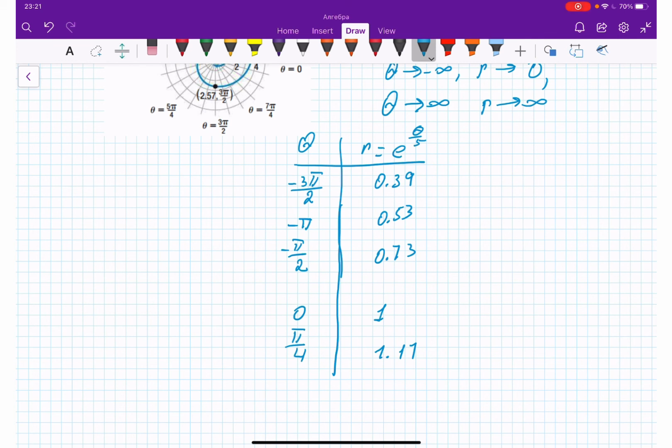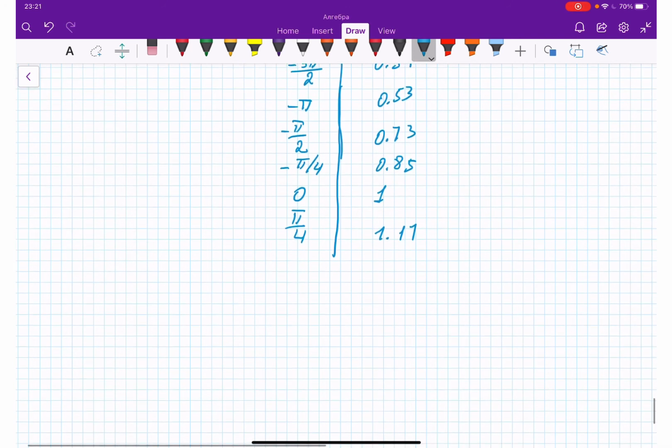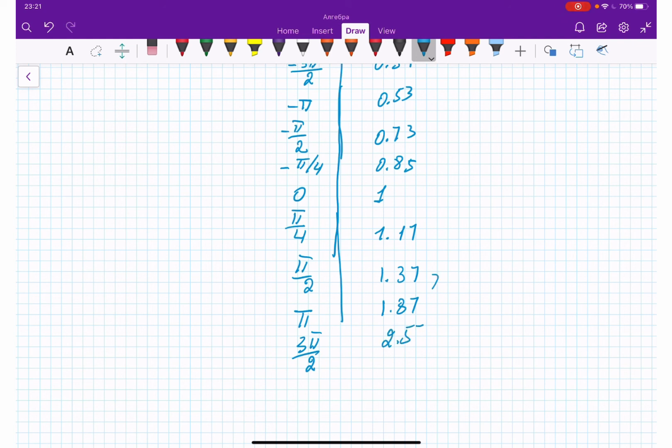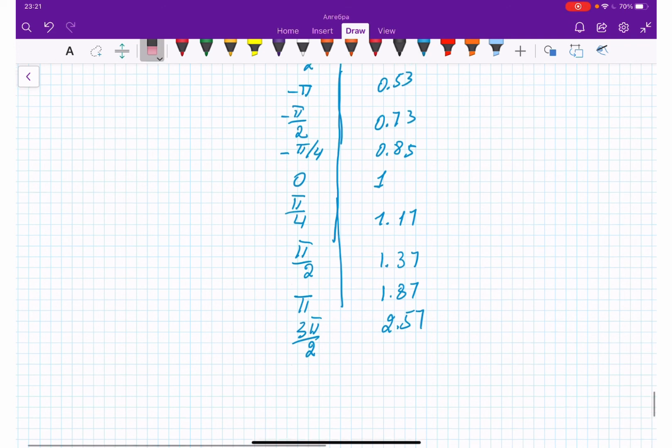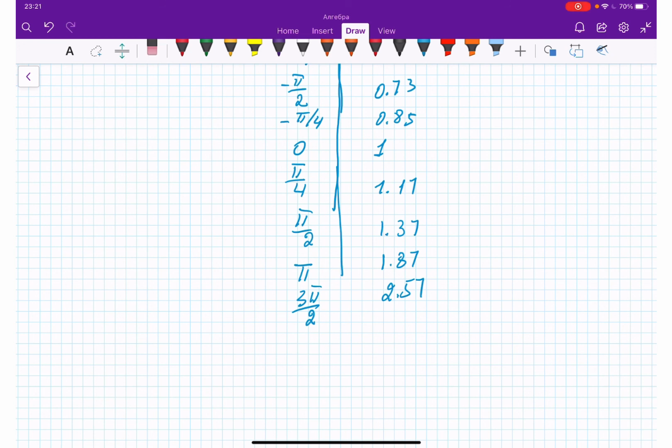Okay, negative pi over 4 is going to be 0.85. Positive pi over 4 is 1.17, so pi over 2 is going to be 1.37. Pi is also going to be 1.87. 3 pi over 2 is equal to 2.57. And lastly, 2 pi is going to be 3.51.